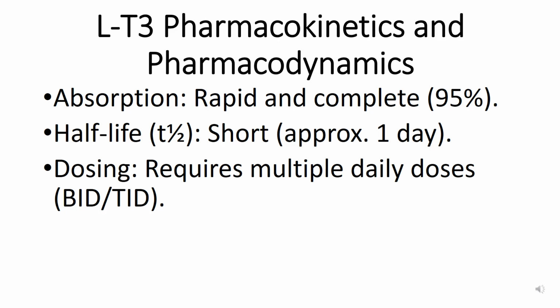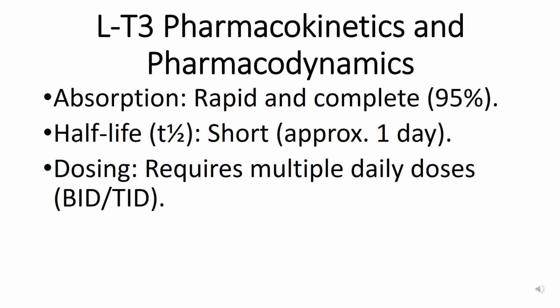The average half-life is approximately 1 day, which is significantly shorter than the 7-day half-life of levothyroxine. A shorter half-life means that the medication is removed from the body much more quickly. Blood concentrations rise rapidly after administration, but also decline more rapidly between doses. This can lead to fluctuations in circulating hormone levels throughout the day. For this reason, liothyronine usually cannot maintain stable hormone concentrations with a single daily dose.